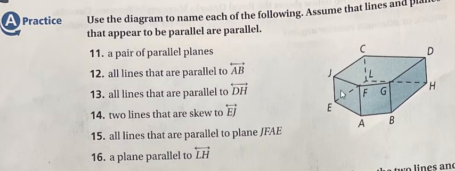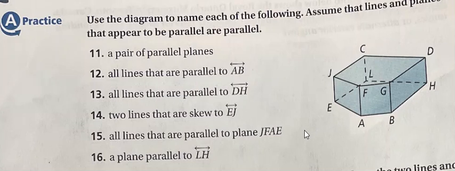So that could be CD. That could possibly be LH. That could be GD, BH, FG, and AB, because these are the ones that are not, quote unquote, touching E or J. So that's what skew is. They're looking for those that are not necessarily connecting to J and E points.